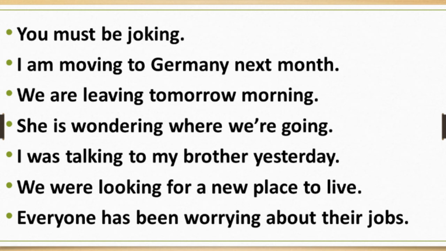For the past tense, I was talking to my brother yesterday. Was is also used for the past tense. Were is the plural form. We were looking for a new place to live. And finally, everyone has been worrying about their job. Been is used also as a way to conjugate the verb be.